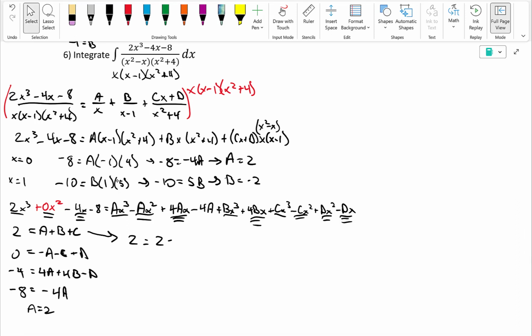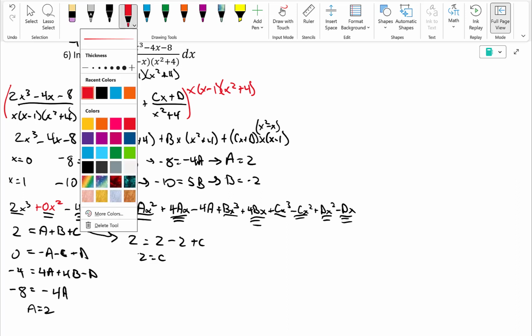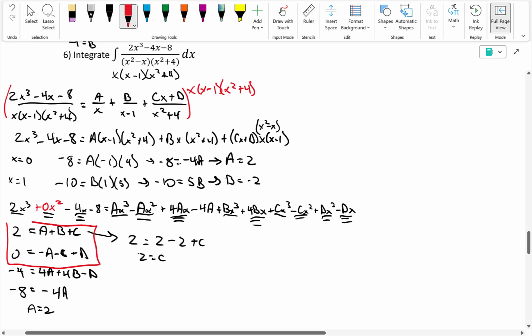Come on, eraser. Plus c. And that would give us a 2 equals c. If we add the first two equations together, we've got a minus a and c minus c. So if we add these together, we get a 2 equals b plus d. And we already know that b is negative 2. So 2 equals negative 2 plus d, or 4 equals d.